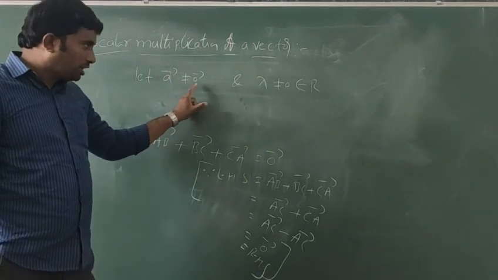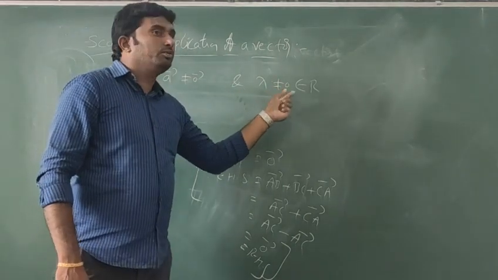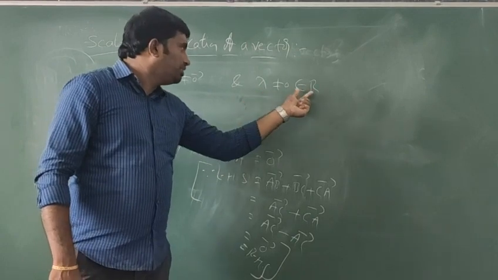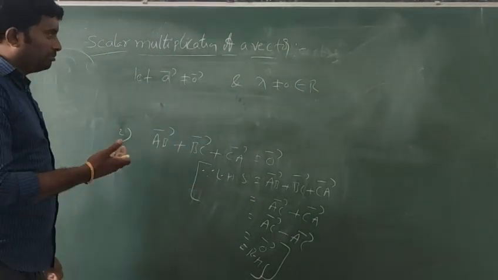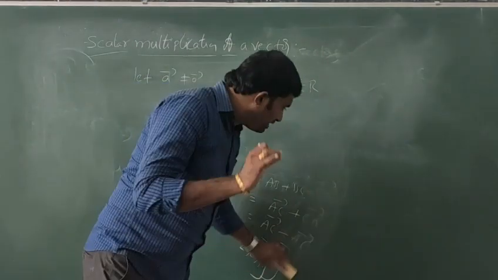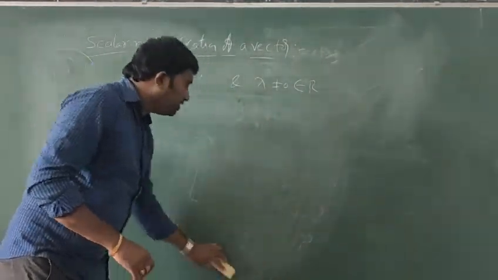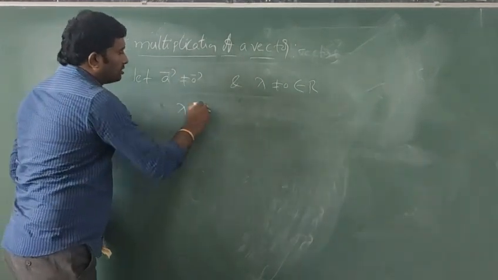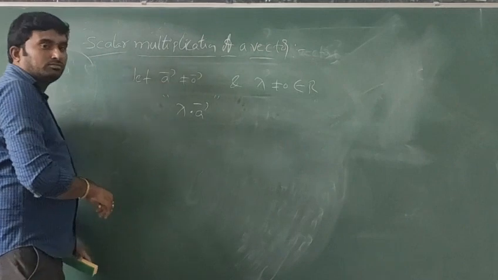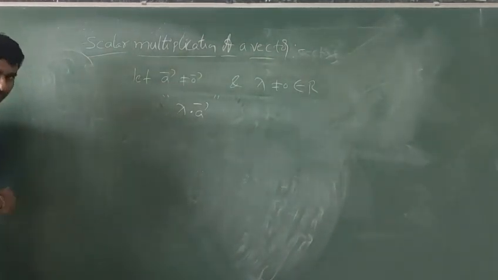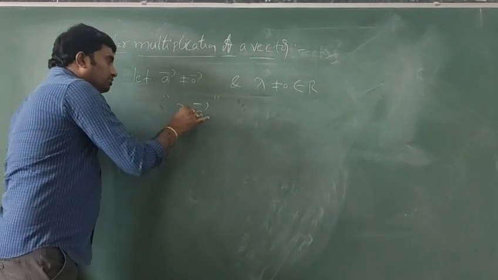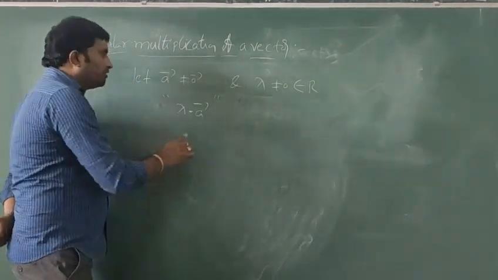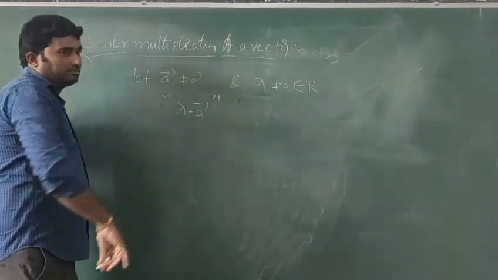Let A bar be a non-zero vector and lambda be non-zero, meaning either positive or negative but not zero. So lambda is a non-zero real number, nothing but a scalar. Then the scalar multiplication of a vector is also a vector. Scalar multiplication of a matrix is again a matrix. In the similar way, scalar multiplication of a vector is also a vector.